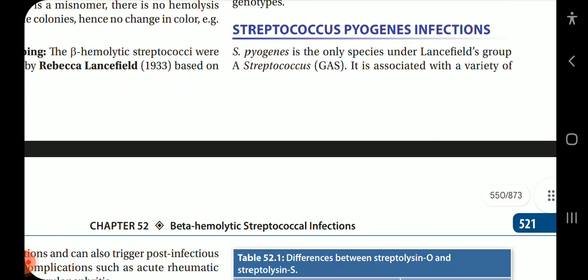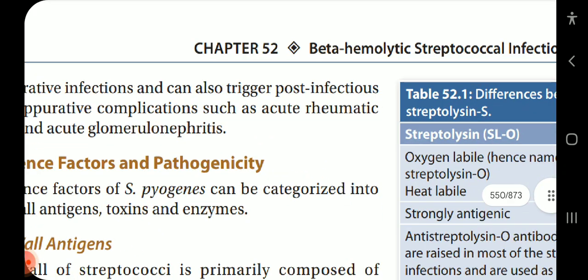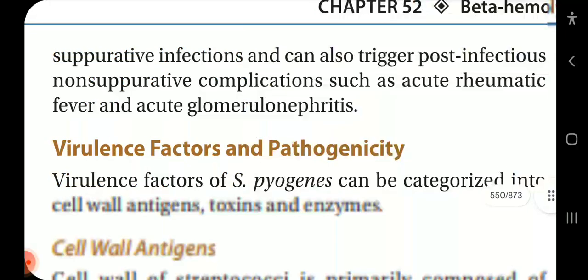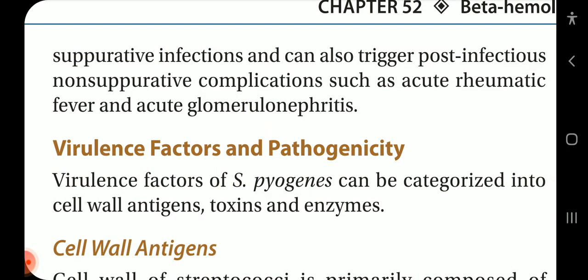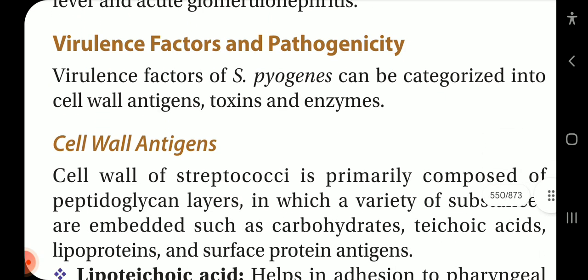Now, coming on to Streptococcus pyogenes infection. Streptococcus pyogenes is the only species under Lancefield Group A Streptococcus, GAS. It is associated with a variety of suppurative infections and can also trigger post-infectious non-suppurative complications such as acute rheumatic fever and acute glomerulonephritis. Virulence factor and pathogenicity.